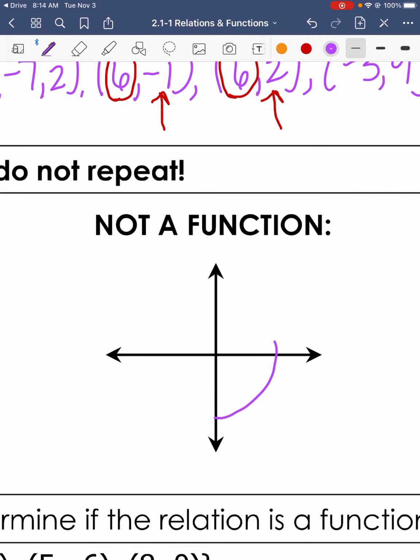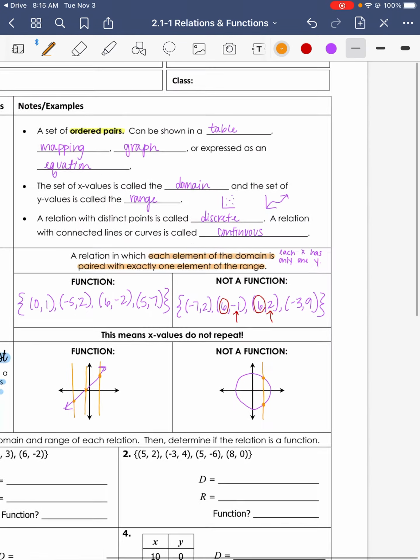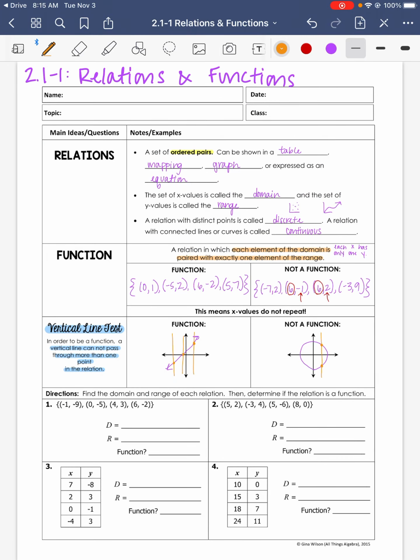If I were to draw something like a circle on the graph, this is not a function because we can easily see here that if we draw a vertical line, it will cross the graph in 2 different spots here. So I don't even have to try out any other vertical lines. I know automatically that's not a function.